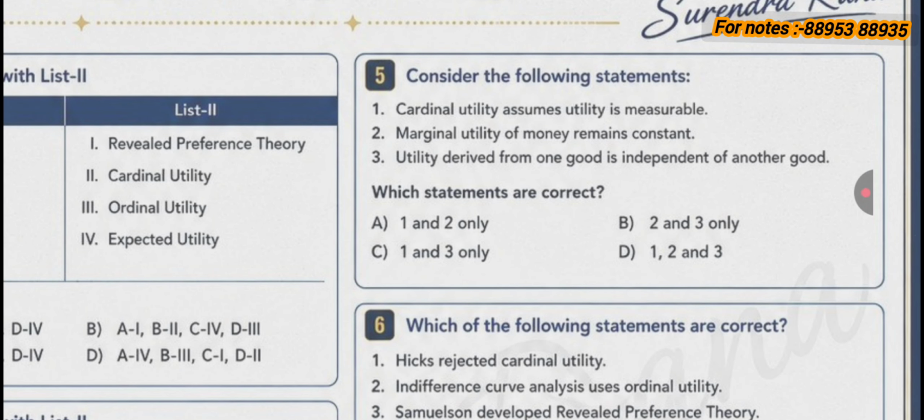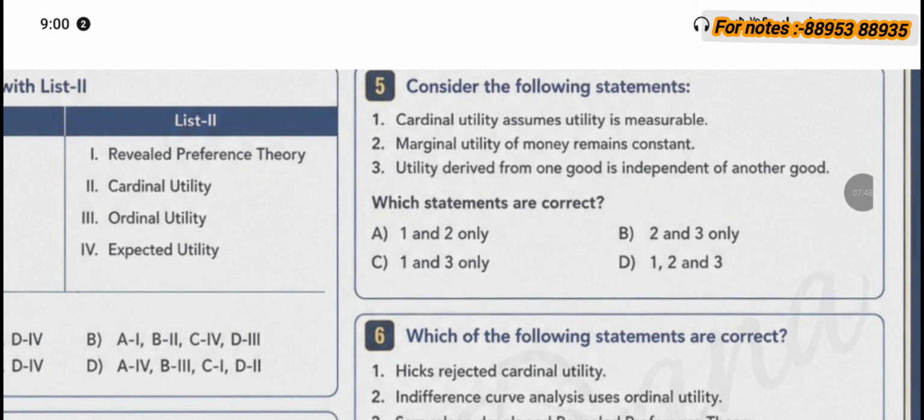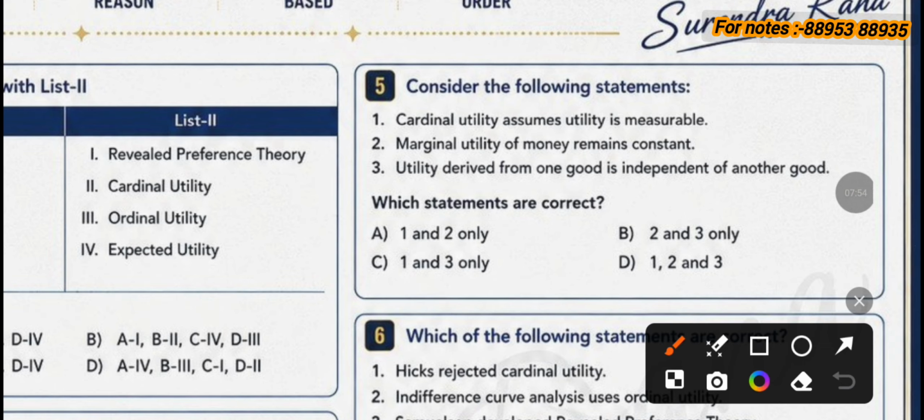which is a considering-the-following-statements based question. Students, these questions are actually designed for UGC NET Economics. The question says that cardinal utility assumes utility is measurable and marginal utility of money remains constant. Utility derived from one good is independent of another good. Which statements are correct? You have to choose the correct statement.